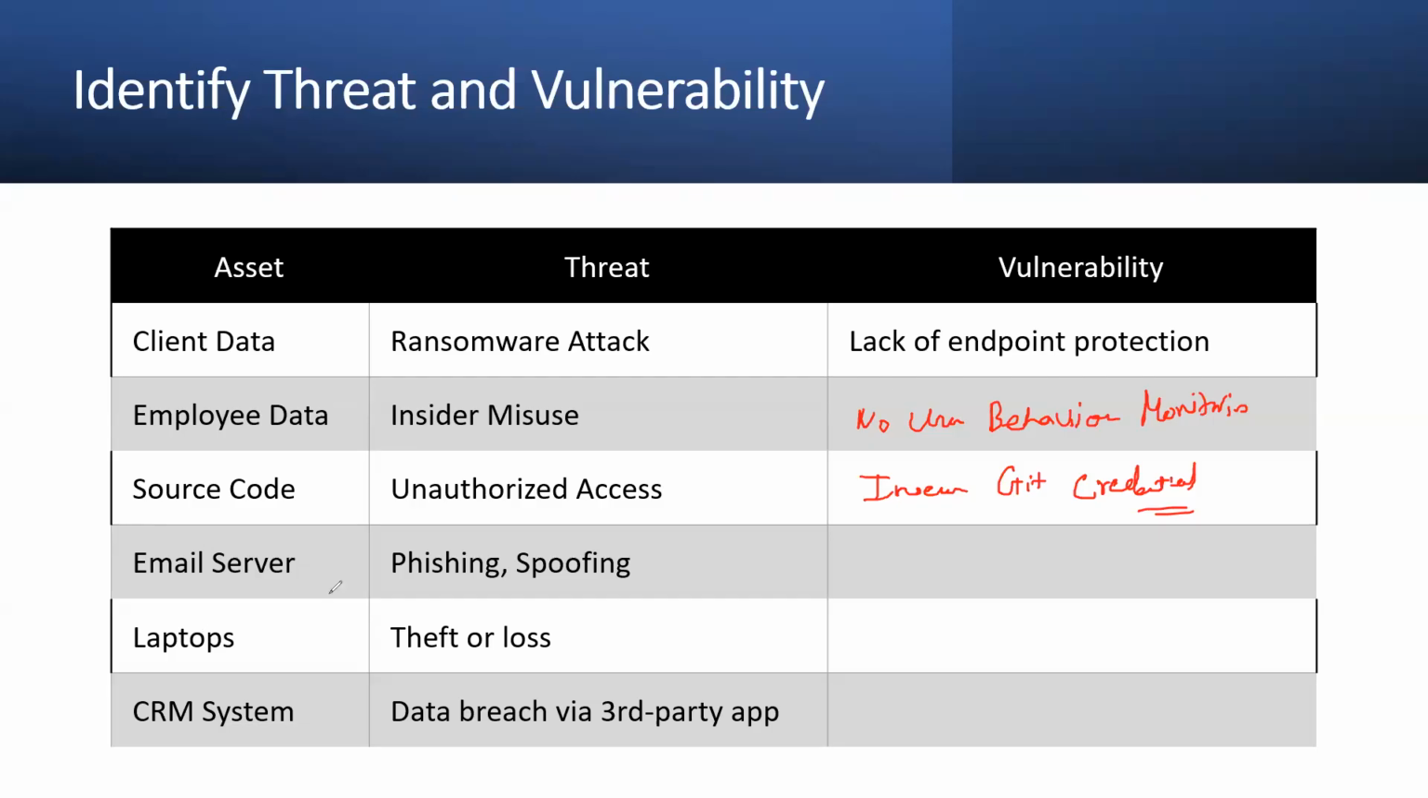For the email server, the possibilities are often phishing or spoofing. How will this happen? Due to lack of DMARC, due to lack of DKIM policies. Everything has been allowed in the email. Everyone can send an email. So what will happen? A phishing attack may happen. Lack of DMARC or DKIM policies.